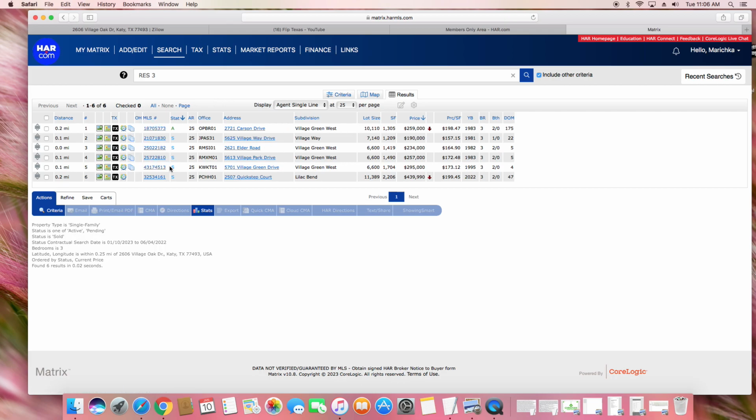For your comps, you really want to be looking at what sold properties are selling for, and not what they're just listed for active. But it's good to be aware of what's active in that area, because what's active and pending is going to determine your competition. That's the competition that you're competing against.